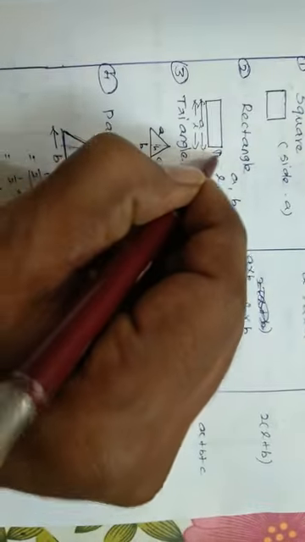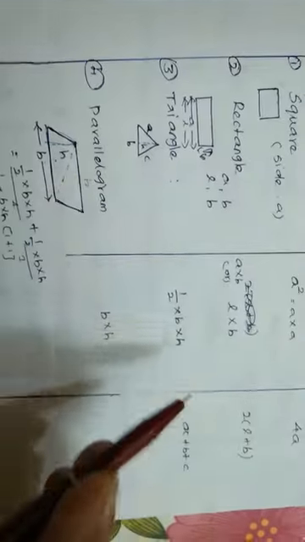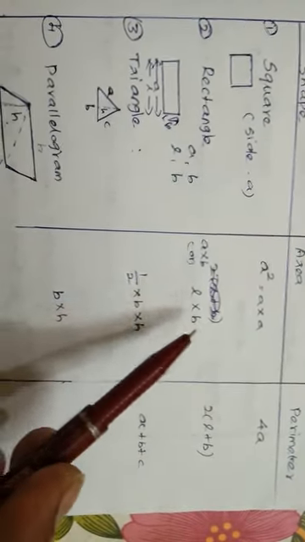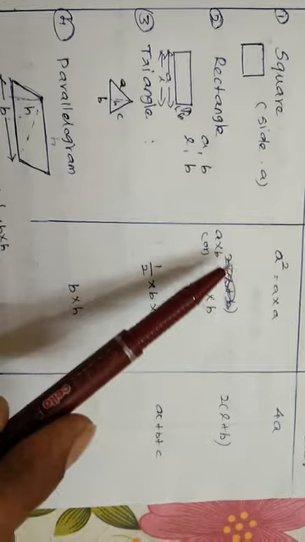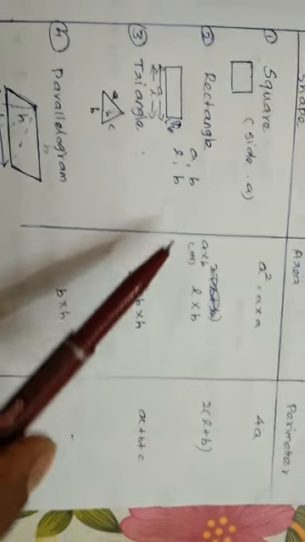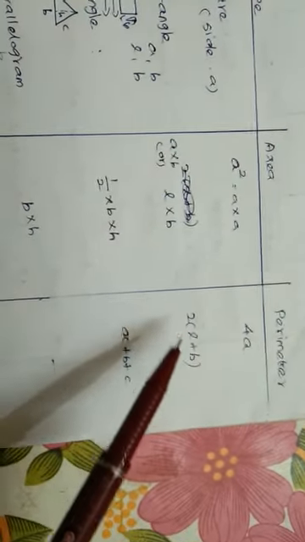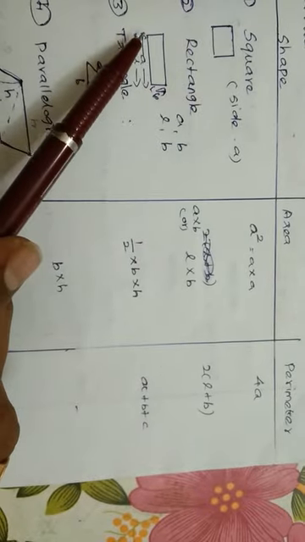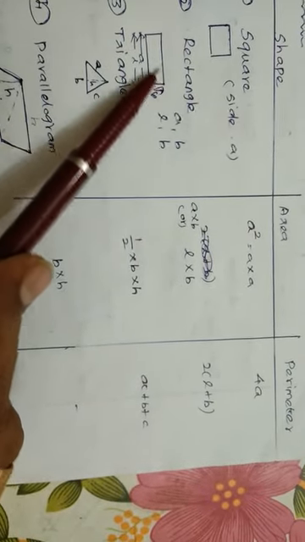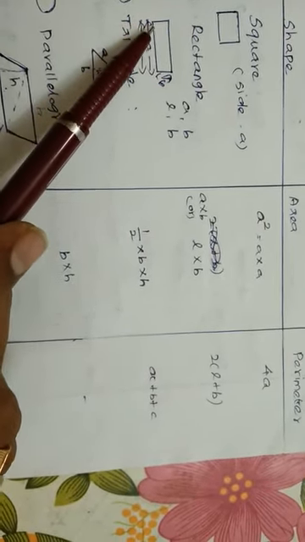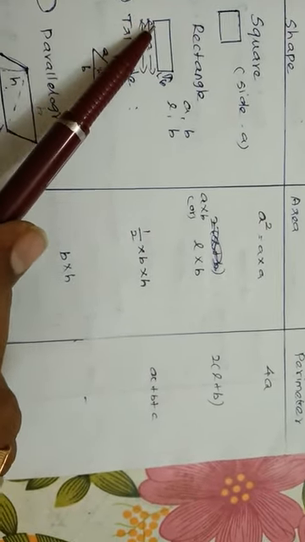This one is length, this one is breadth, so the area is L into B. If the length is A and breadth is B, we can write A into B. The perimeter is 2 into L plus B. Perimeter is the surrounding lines, so L plus B plus L plus B, that is 2L plus 2B, which is 2 into L plus B.